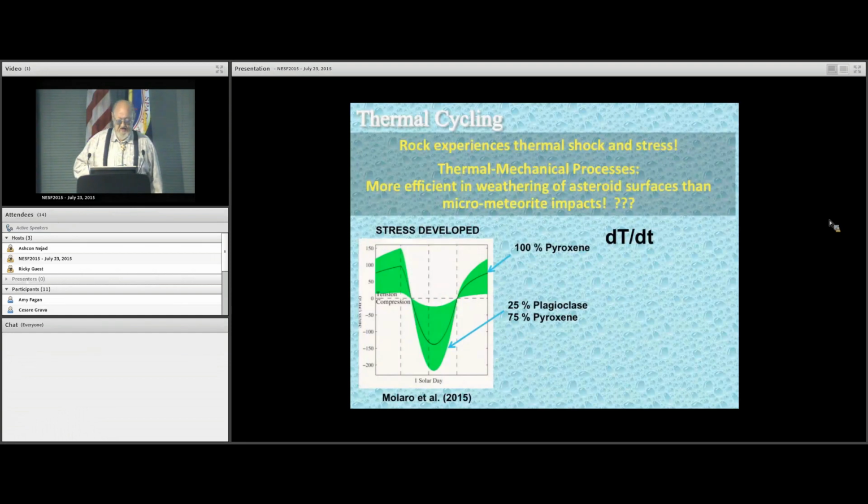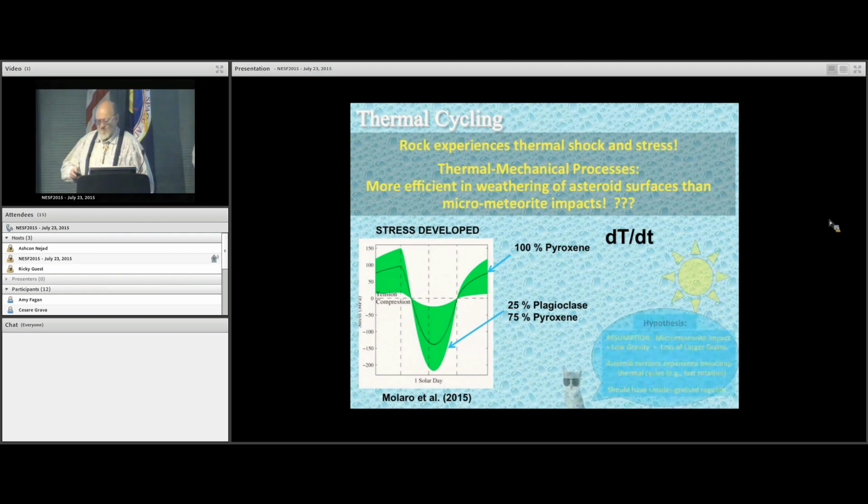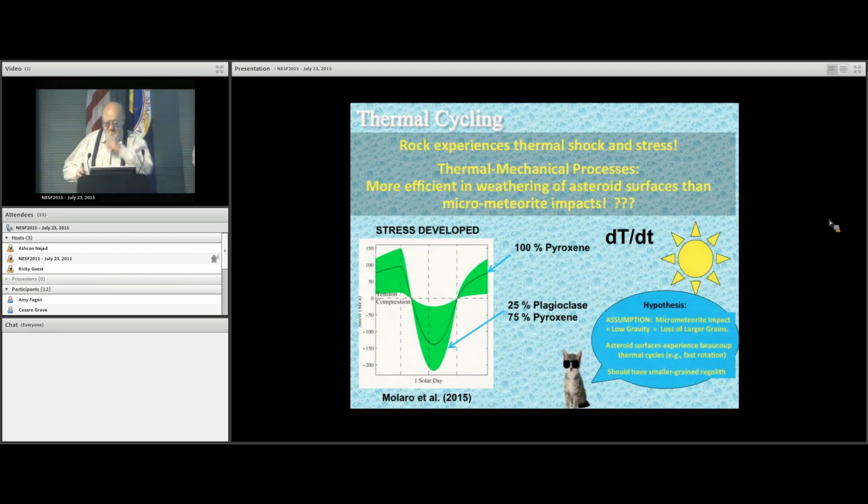Now, here's something that Jamie Malero did. She showed that during the daytime, you have a certain stress put on there by temperature, and then as nighttime comes, you have a compressional force, then you have daytime, and she modeled this for pyroxene, that's that little dark line. But then when you put two minerals together, it became much larger. This is a whole problem of how to model these things.